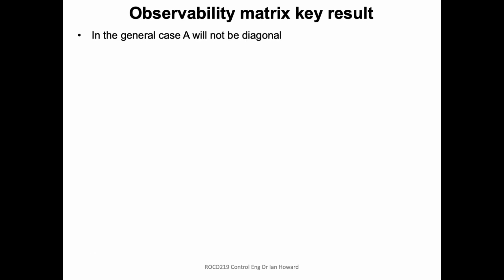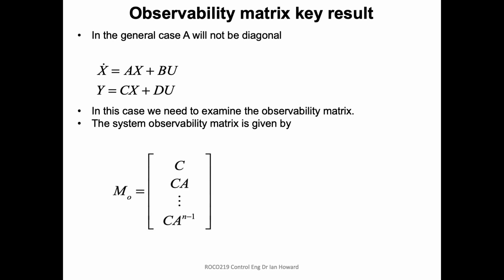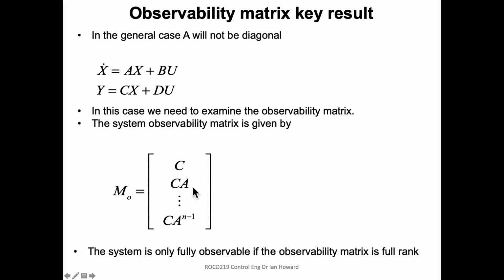Once again, in general, A will not be diagonal. So we've got to use something called the observability matrix. Again, we're not going to go through the derivation of this, but we're just going to quote the result. The observability matrix is concatenated in a vertical sense, and it basically consists of C, CA, up to CA to the power n minus 1. So if we had a 2 by 2 matrix, we just have the first two terms. So let's just do that.